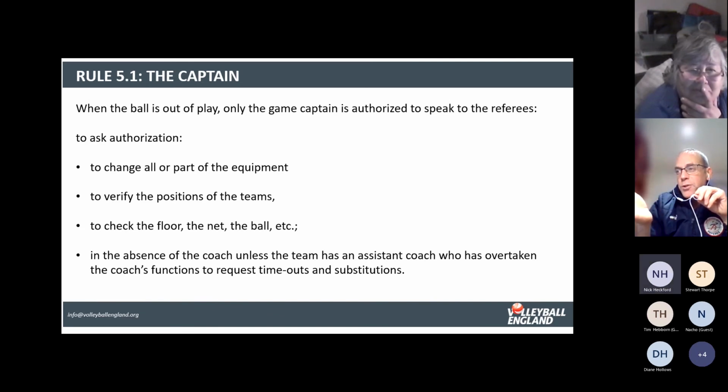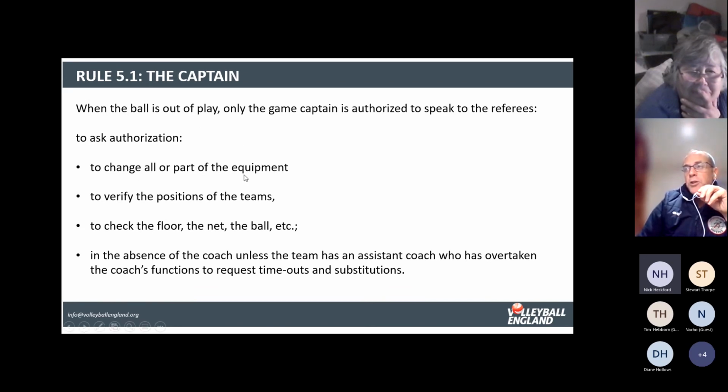We talked about when the coach was on the court. That is the point at which the coach actually is, for this part of the rule, in terms of asking for timeouts, absent, but the game captain would ask at that point. And that's what I think we were trying to get to just now.